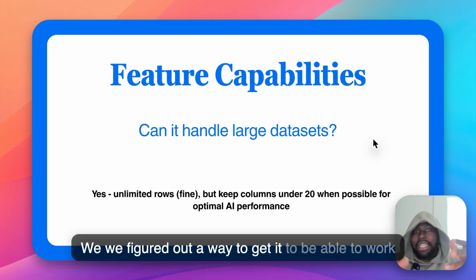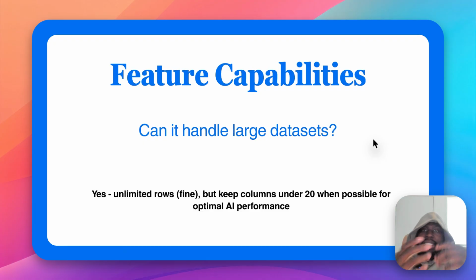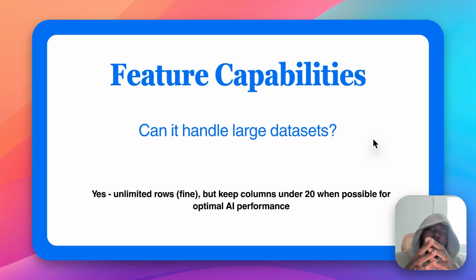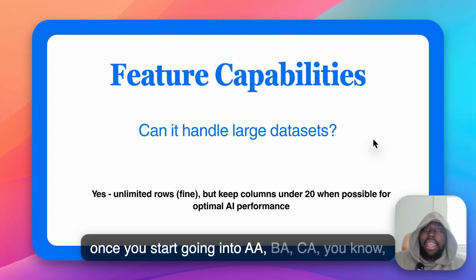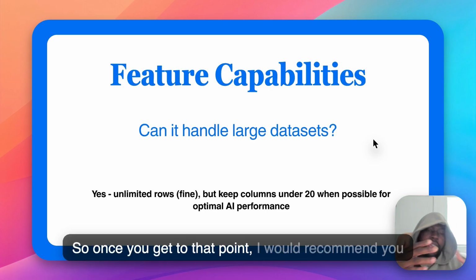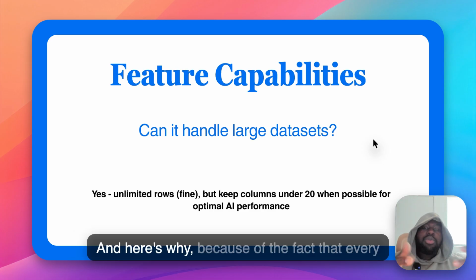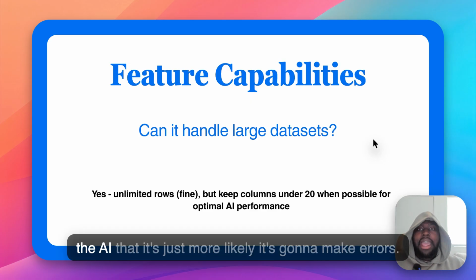We figured out a way to get it to work with even 50, 60. I think once you get to 60, 100, once you get into double letters, so the first letters are A, B, C, and once you start going into AA, BA, CA, those types of things, you're getting a bit far, right? So once you get to that point, I would recommend you start thinking, okay, how can I make this work? Because every message you send is going to send so many tokens to the AI that it's just more likely it's going to make errors.